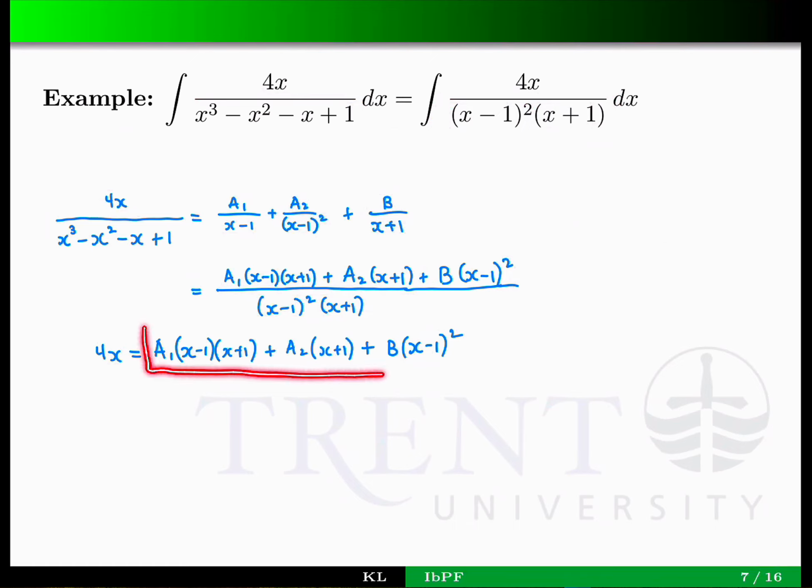So here, after you expand and simplify, the coefficients of x squared and x and the constant term of this right-hand side will be in terms of a1, a2, and b. Then you will compare it to the coefficient of x squared here, which is equal to 0, the coefficient of the linear term here, which is equal to 4, and the constant term here, which is equal to 0.